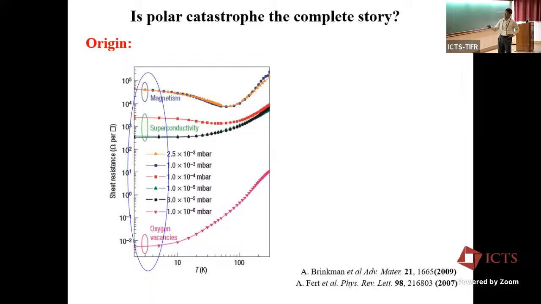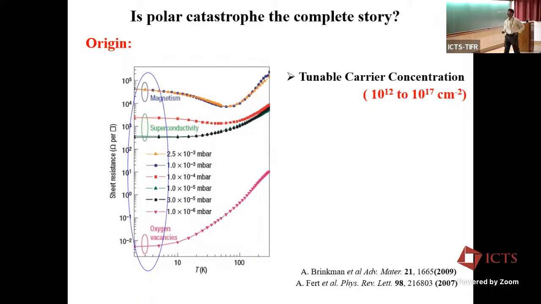You get superconductivity. And if you reduce the sheet resistance by another 2 orders of magnitude or 1.5 orders of magnitude, you get magnetism. Obviously, then that tells you that there's something more happening than just this polar catastrophe that I talked about before, which drives a transfer. And also the carrier concentration in these materials goes over the range of 10 to the power 12 to 10 to the power 17, 5 orders of magnitude carrier concentration change.